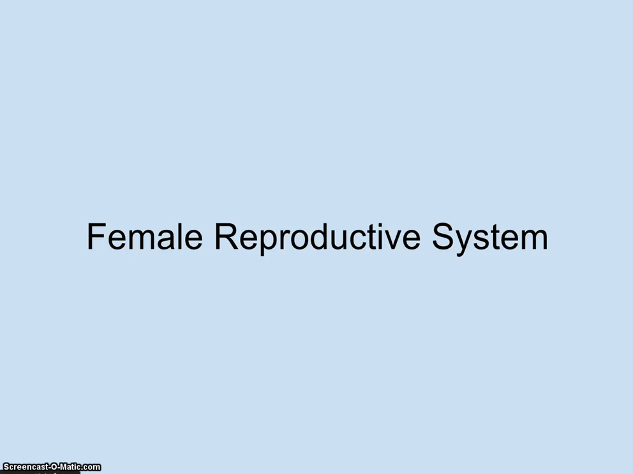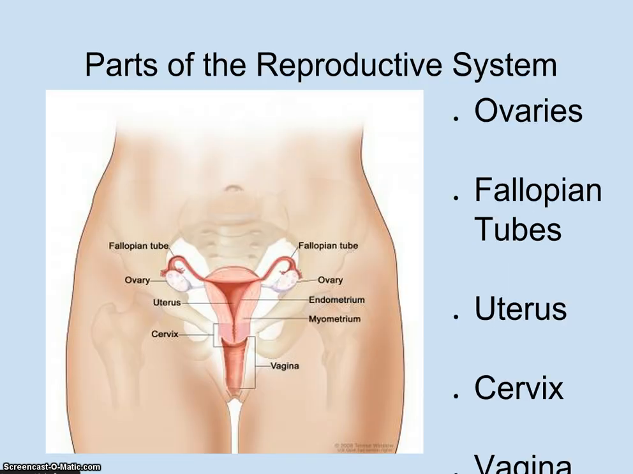Hi everybody. I'm going to attempt to explain the female reproductive system and especially menstruation and ovulation. So, a really quick review of our parts: ovaries, two of them on either side, and fallopian tubes connecting each ovary to the uterus, so there's a fallopian tube on either side. Of course, the uterus is here, the cervix is this area, and the vagina.